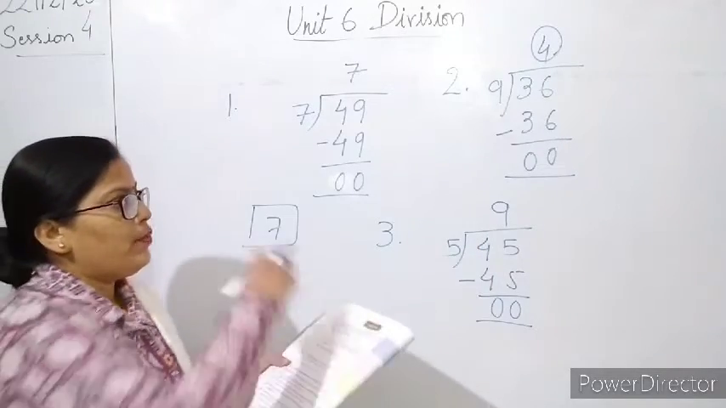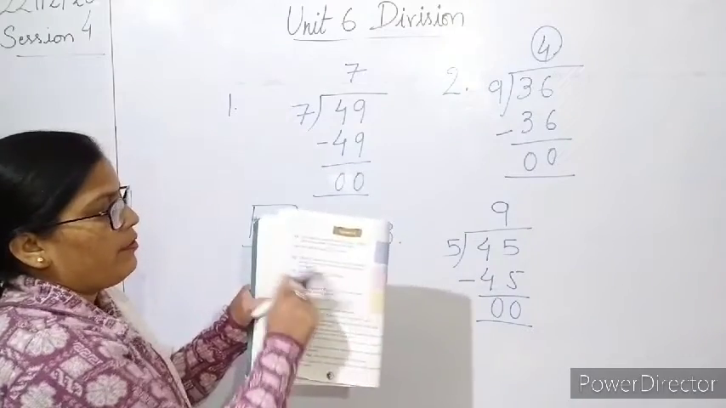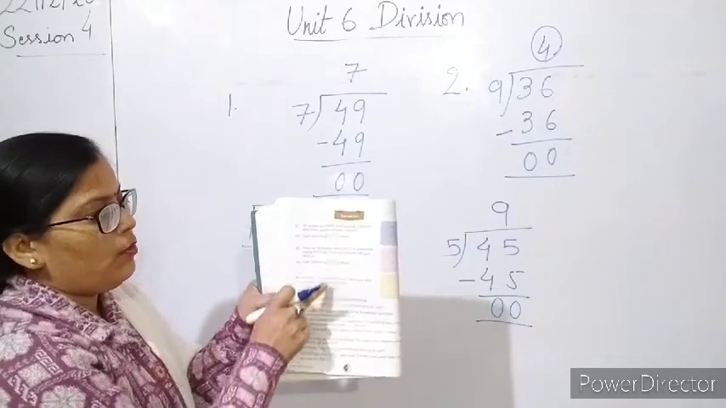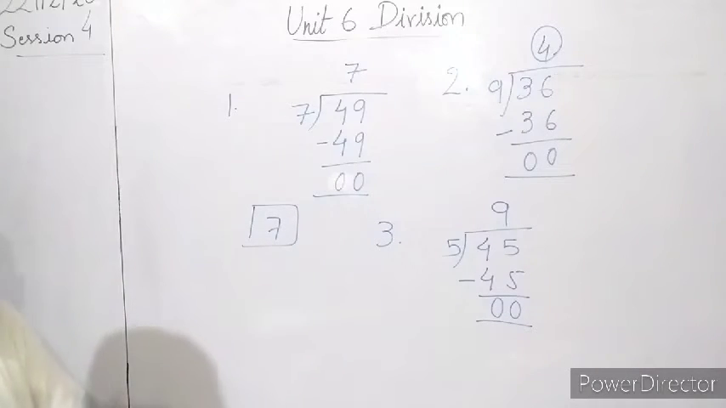So fill in all these 3 answers here and write the final answer, the quotient, in this yellow box also. Complete it in your book.